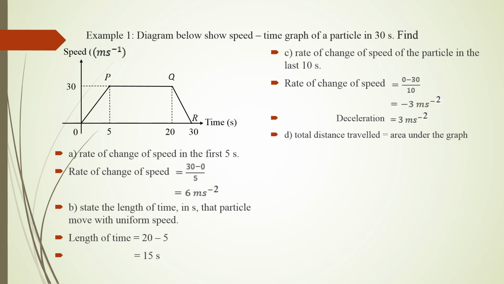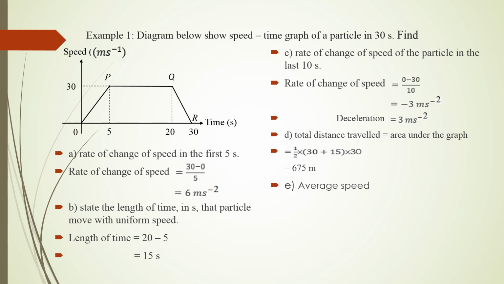D. Total distance traveled. For a speed-time graph, total distance traveled equals the area under the graph. So find the area under the graph: 1 over 2 times 30 plus 15 times 30. This is the formula of a trapezium. So equals 675 meter.